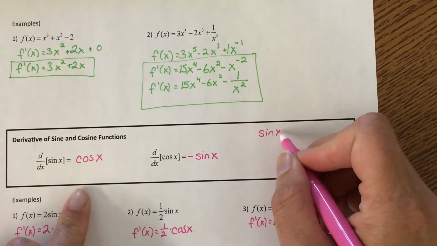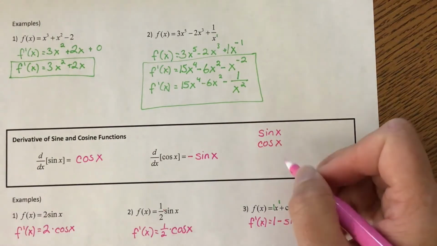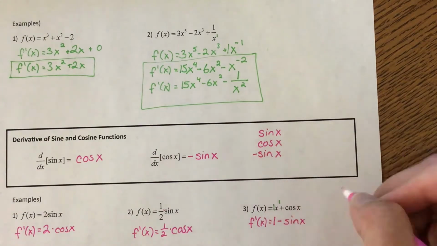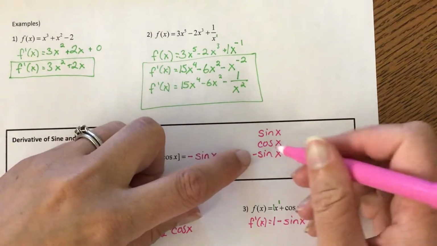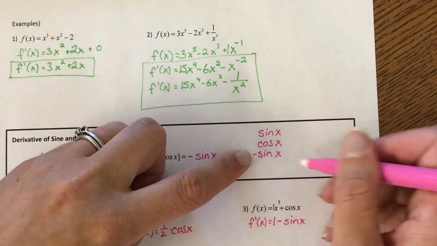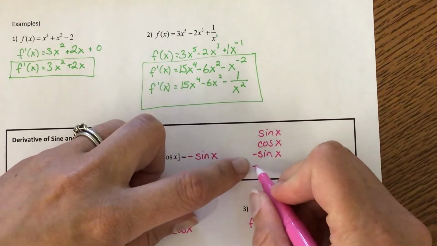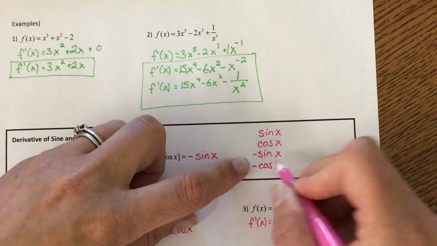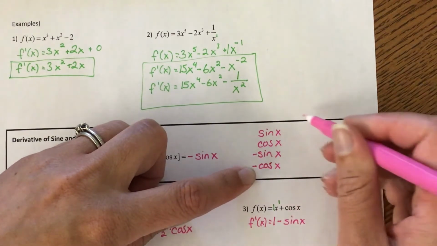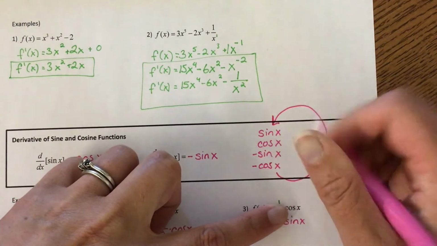The derivative of sine of x is cosine x. We already talked about that one. The derivative of cosine x is negative sine of x. So if you take the derivative of -1 times the sine of x, that's going to be -1 times the derivative of sine x, which is negative cosine of x. And then we talked about how negative cosine has a derivative of sine of x. So this is a pattern that repeats itself.